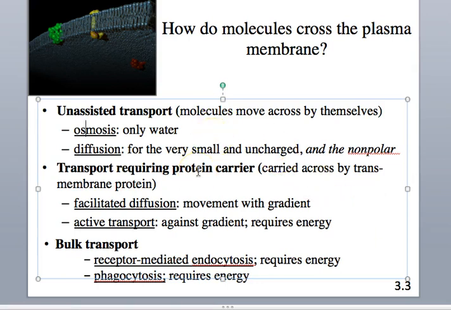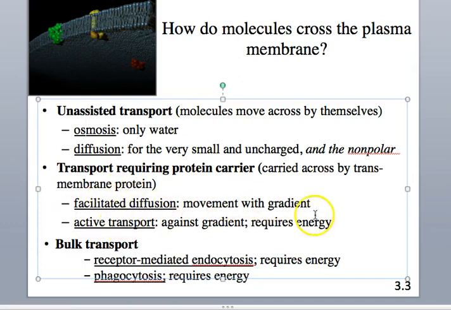Sometimes your cell needs to move stuff to where it doesn't technically want to go, or it wants to go there, but it's too big to fit through the membrane, and so it needs some kind of carrier protein. So remember, proteins are a class of molecule made of amino acids, and they do so many different things. One thing they can do is just act as a bridge across that membrane to get stuff to move from the outside to the inside, or vice versa. It can do it two different ways. It can do what's called facilitated transport or active transport.